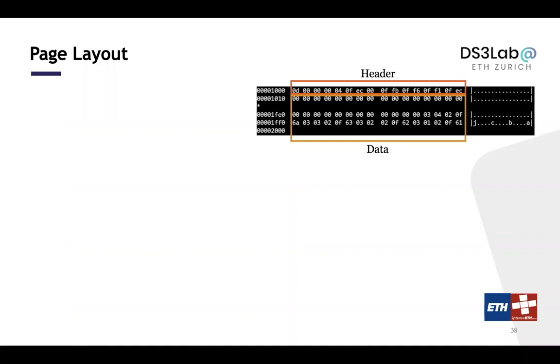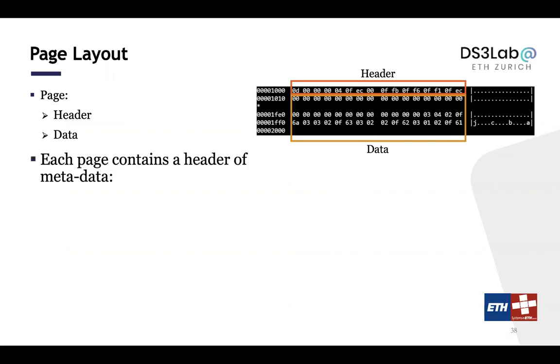Then you have the header, which starts from the beginning of the page, and the data, which is at the end of the page. Essentially, for each page in the database, the header contains a whole bunch of information, and then you have the data. Usually, the header will start from the beginning, and the data will start from the end. So what type of metadata would you have?